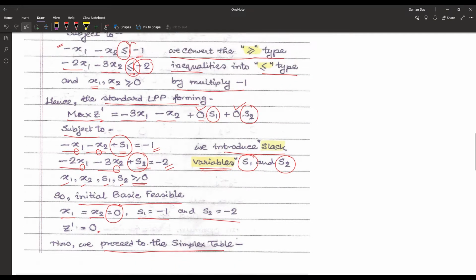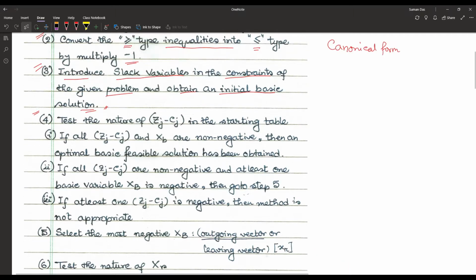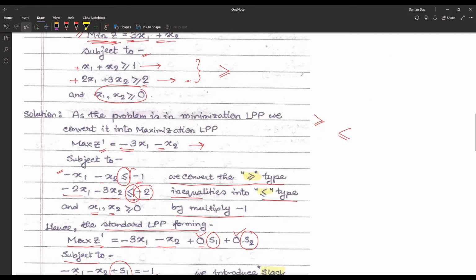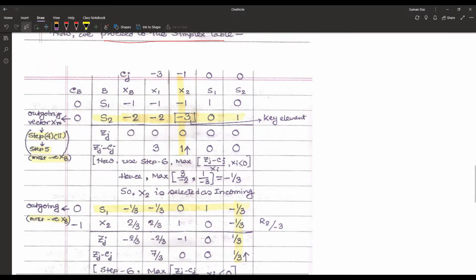Once again we review steps 1, 2 and 3. First convert the minimization LPP into maximization if it is given in minimization form, then convert the greater than equal to type constraints into less than equal to type, introduce the slack variables and obtain the initial basic solution. Okay, next we have to draw the simplex table.